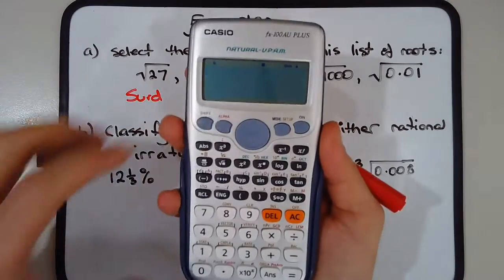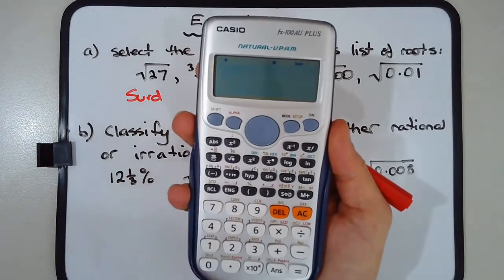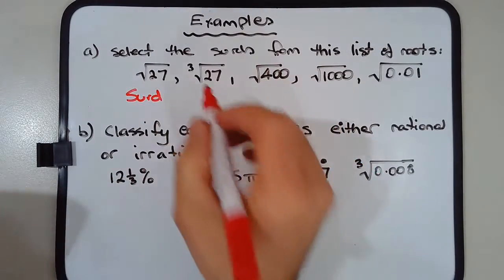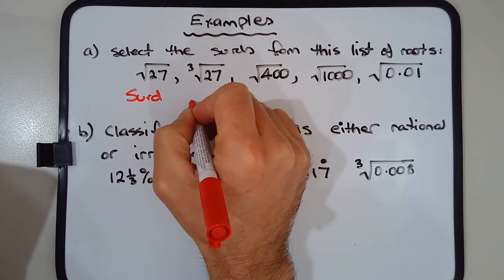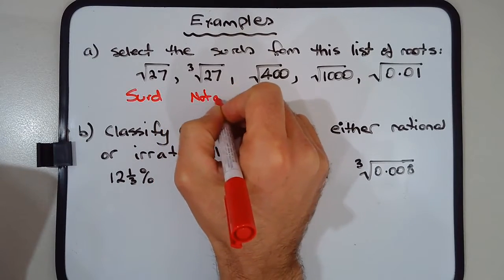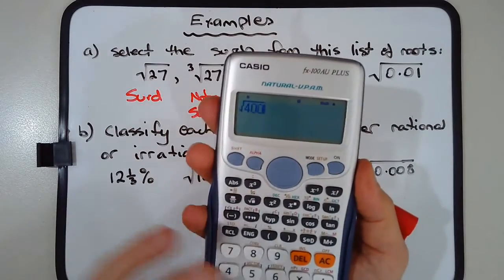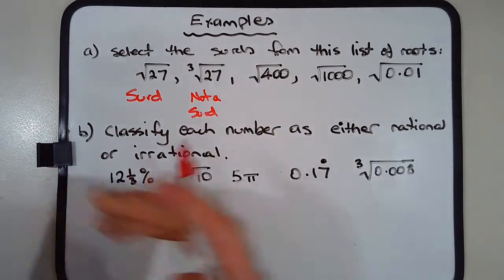What about cube root of 27? We get a nice integer, 3. Okay. So this one here is not a surd. All right. Square root of 400. 20. Also not a surd.